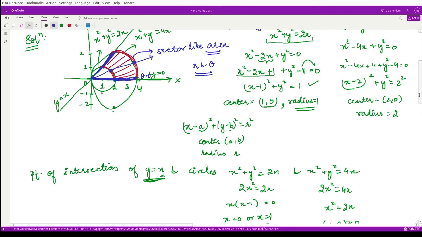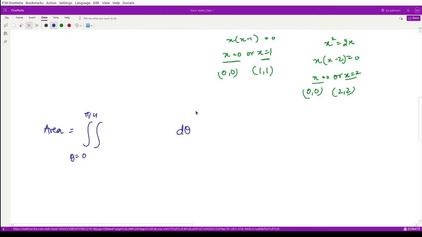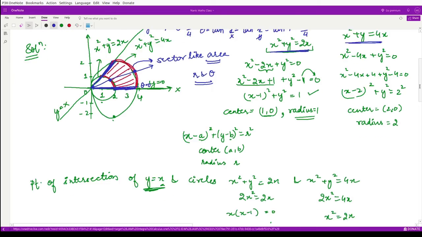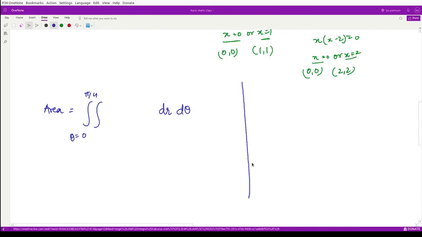Now coming back to the portion of r. In order to determine the limits for r, let's see how we can obtain that. For this particular circle we are to see what is the value of r here. Now this is the equation of first circle, this is the equation of second circle. So let me do the calculation here.